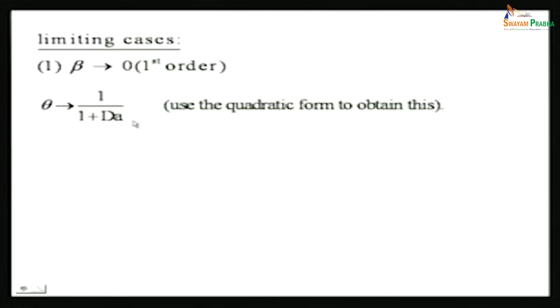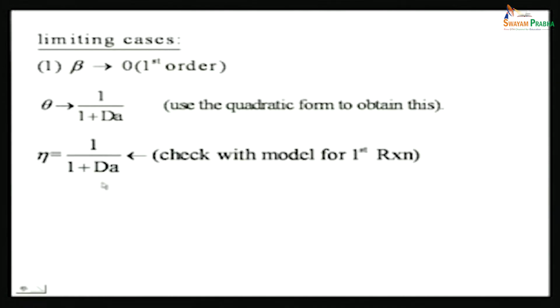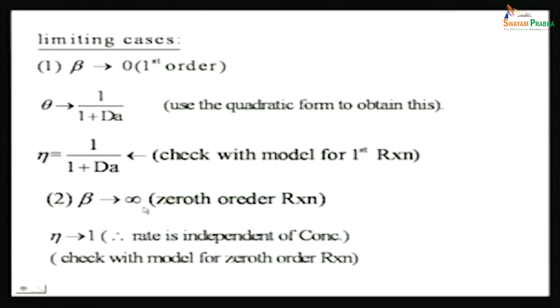So, your theta goes to 1 over 1 plus dA. How do you get that? You can put it in the quadratic form and get this, and eta will be 1 over 1 plus dA again, because it is equal to theta, okay. The other case is beta going to infinity, the 0th order reaction. Now, there is a little problem in getting this solution.